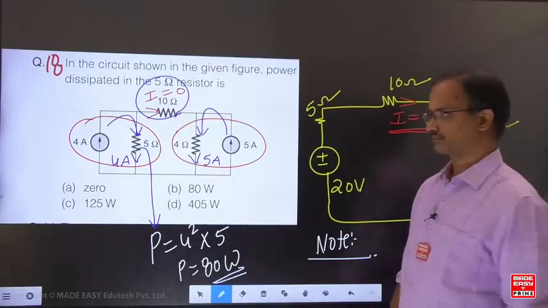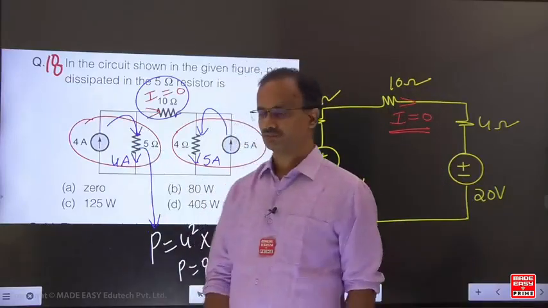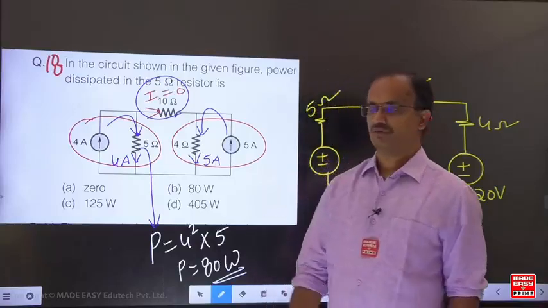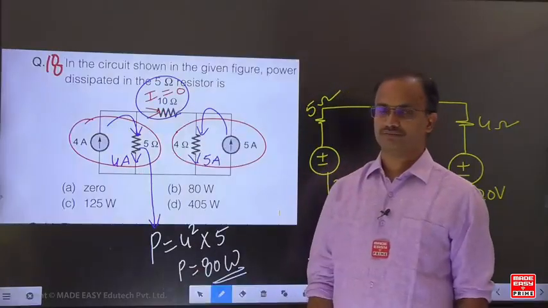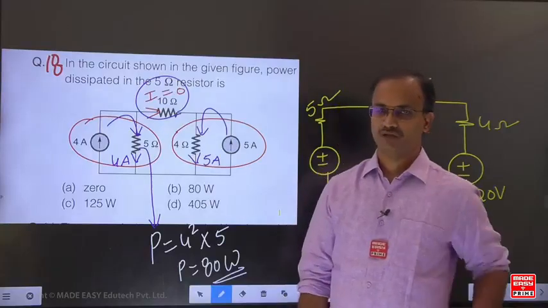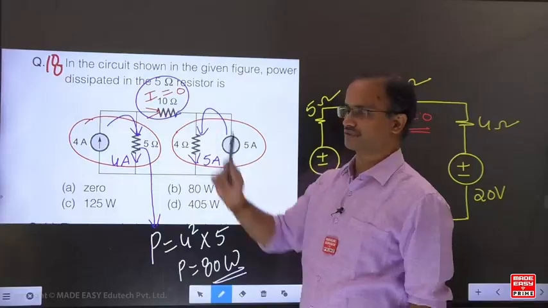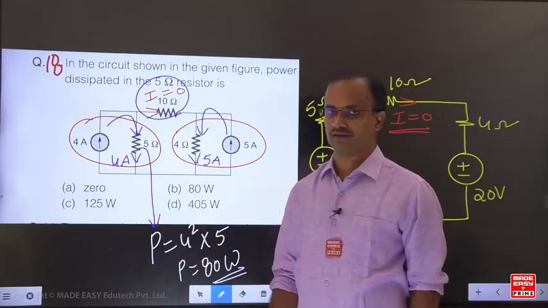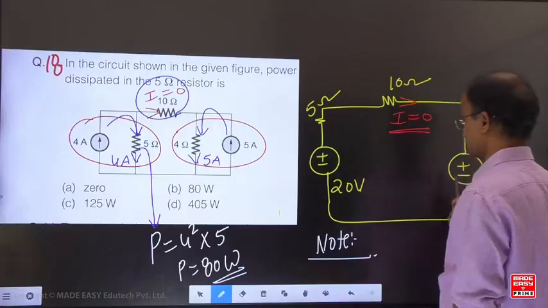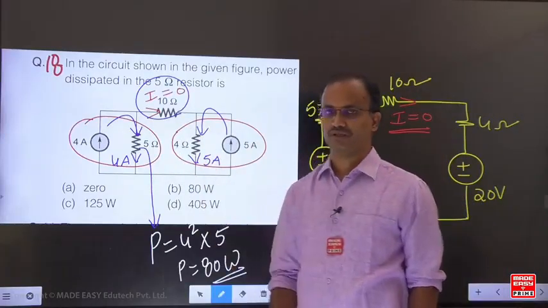The reason is that 5 ohms is the internal resistance of the source. 10 ohms is the external resistance, or we also name it the load resistance. Our source transformation technique is applied only to find the response in the load, but not in the internal resistance.